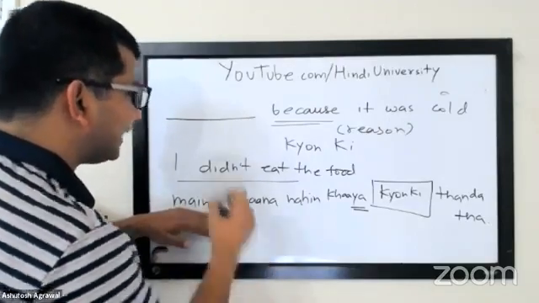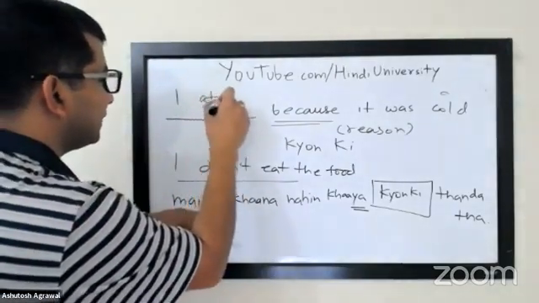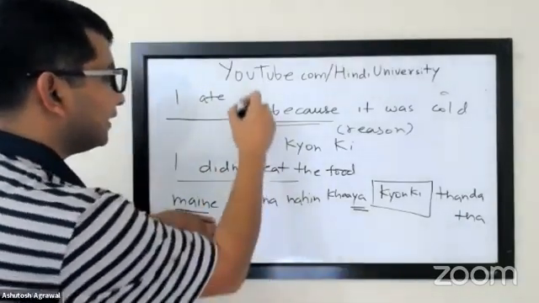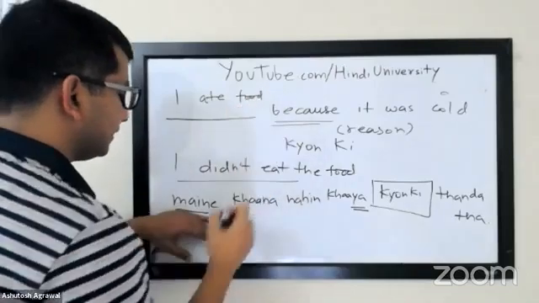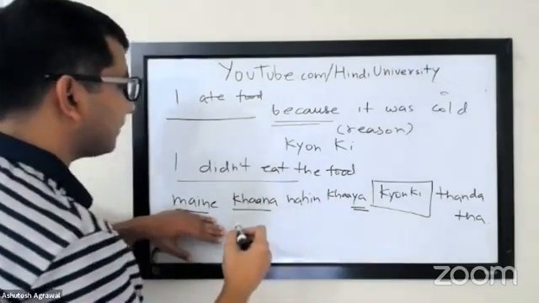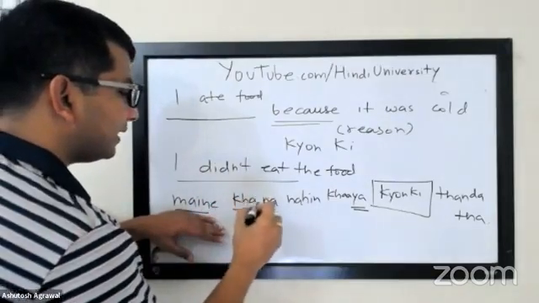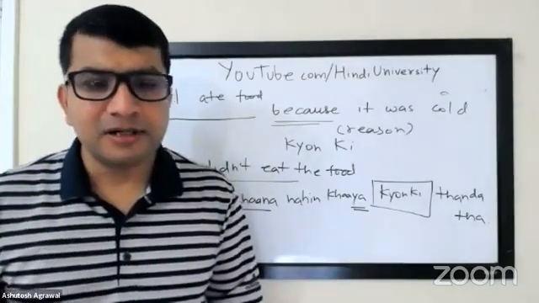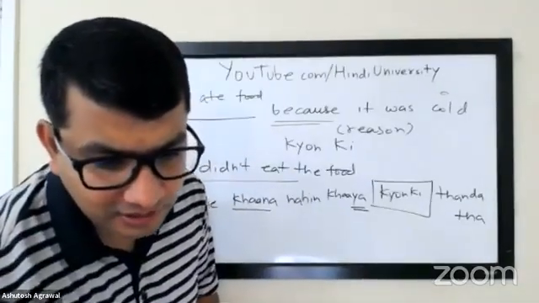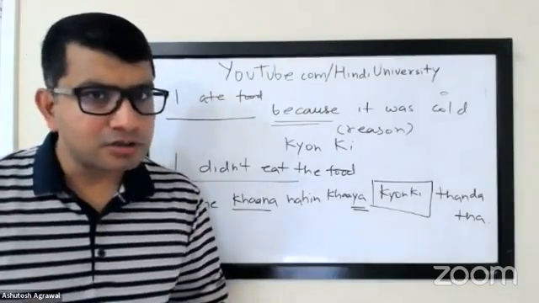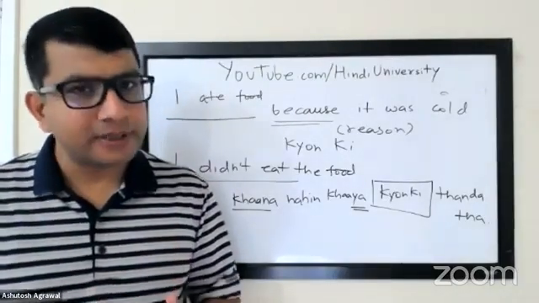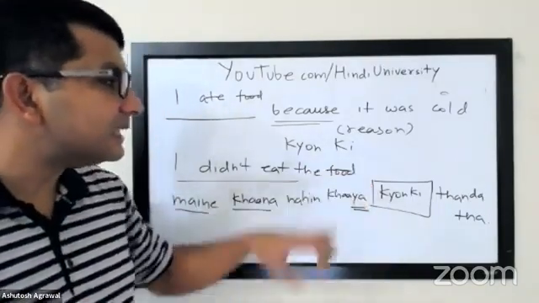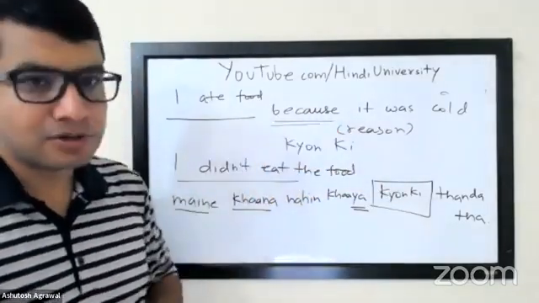So if it was only I ate, it would be maine khaya. I ate. If it is I ate food, it would be maine khana khaya. And then if it is I didn't eat food, it's maine khana nahi khaya. Very good, right? मैंने खाना नहीं खाया क्योंकि ठंडा था. Okay, kyonki thanda tha. So you see, you have a main clause, you have a subordinate clause, and to join them, you are using subordinate conjunction, which is nothing but giving you the reason. Okay, and it is because.